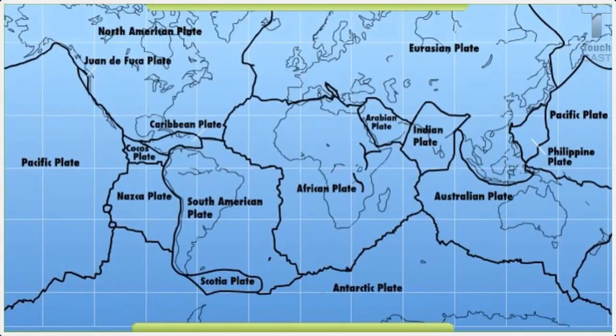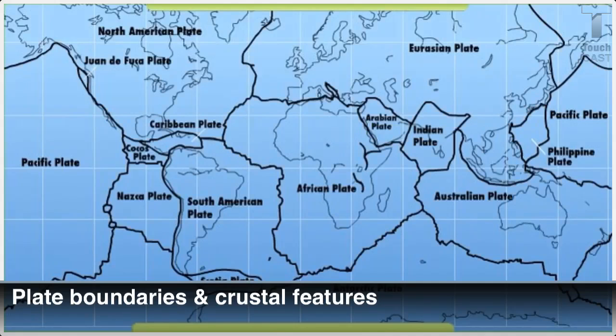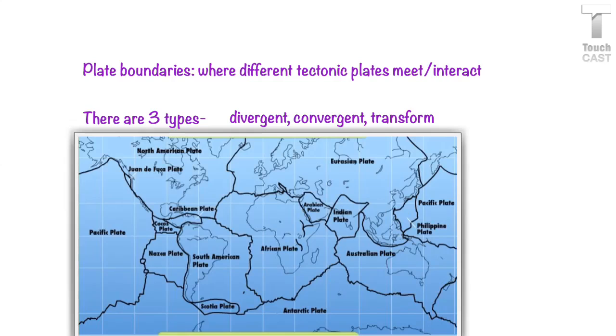Now that you've learned what plate tectonics are and how they move, we're going to look at the different plate boundaries and the crustal features created at these plate boundaries. We consider plate boundaries to be anywhere that the different plates meet each other. In the picture below, which you don't have to draw, all of the bold lines represent plate boundaries, and there's three types: divergent, convergent, and transform boundaries.